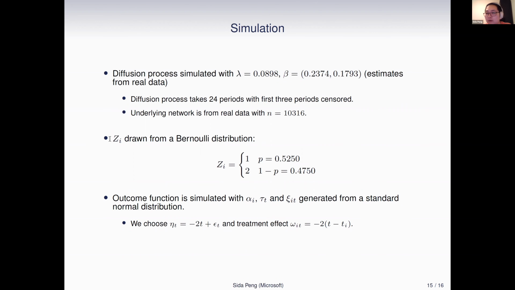For the individual unobservables, we take alpha i as a Bernoulli distribution, taking value 1 and 2 with probability around 0.5. Then all of the outcome functions are generated with alpha i, tau t, and the other terms generated from a standard normal distribution. We choose the factor loading eta t to be minus 2t plus epsilon t. So in this case, delta eta t will just be minus 2 plus the difference of epsilon t and epsilon t minus 1. And the treatment effect is minus 2 multiplied by the time of your exposure.